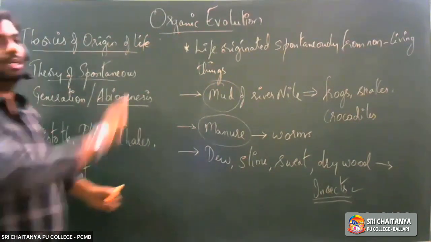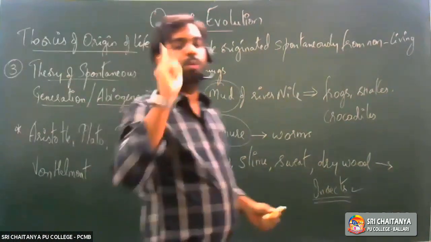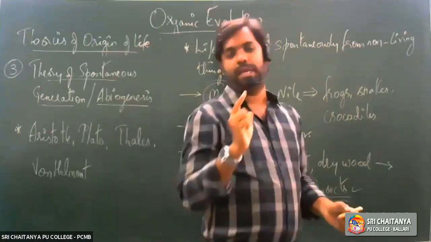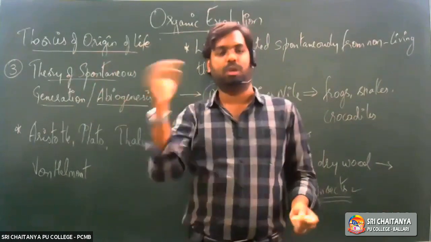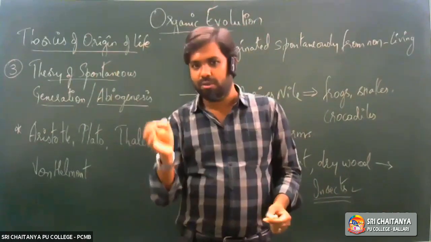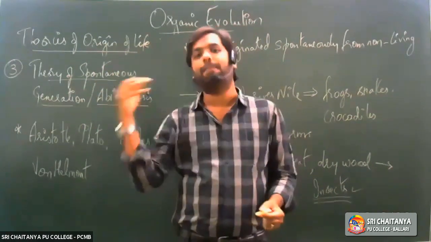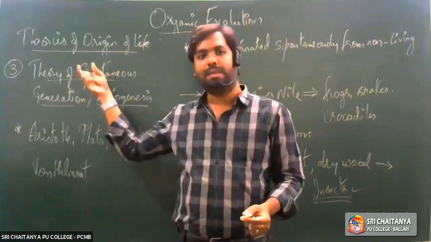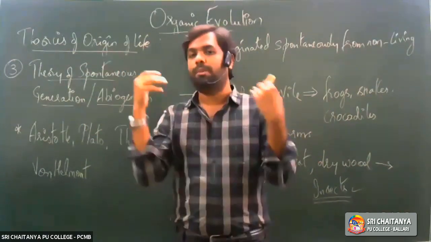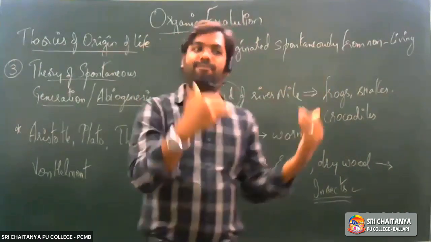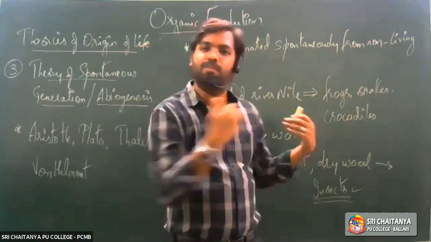So three theories we have seen so far. One is the theory of special creation, which was given by Father Suarez. What Father Suarez said is that life originated from some divine power. He took up the example that God created the earth in 6 days, and from then on, all the flora and fauna started to exist on planet Earth.